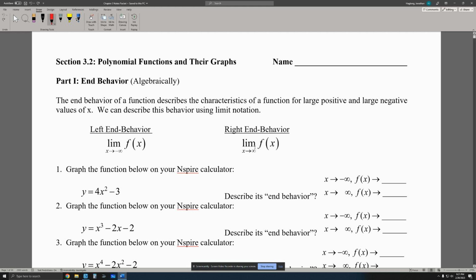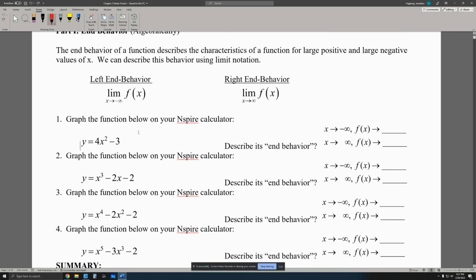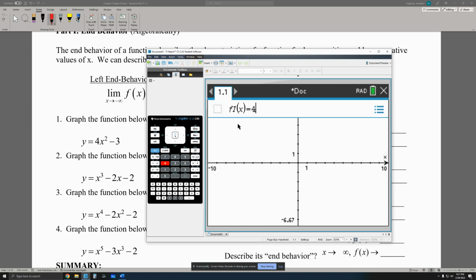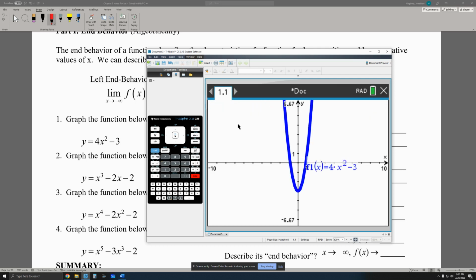Likewise, on the right-hand side, this would read the limit of f of x as x approaches infinity, or positive infinity. What's going on on the right-hand side of the graph, or the right-hand end of the function? Okay, so let's go ahead and graph some of these functions on our Inspire. We start off with y equals 4x squared minus 3. So go ahead and take out your Inspire and open up a new graph. So we're going to start with 4x squared minus 3, and let's see what that looks like.